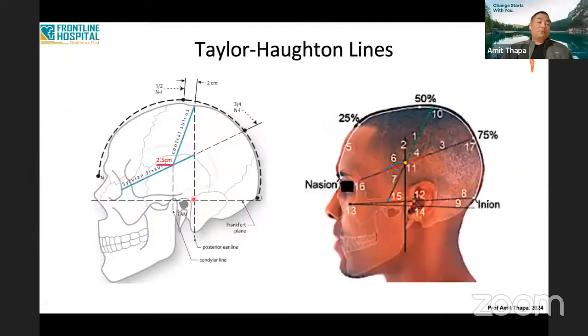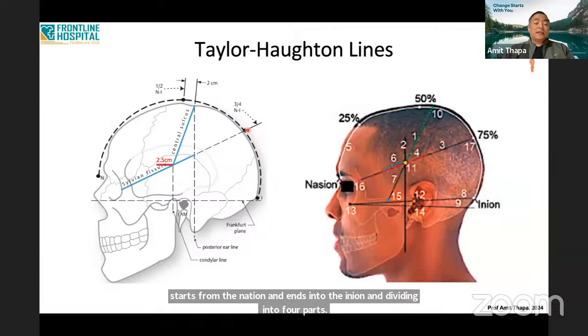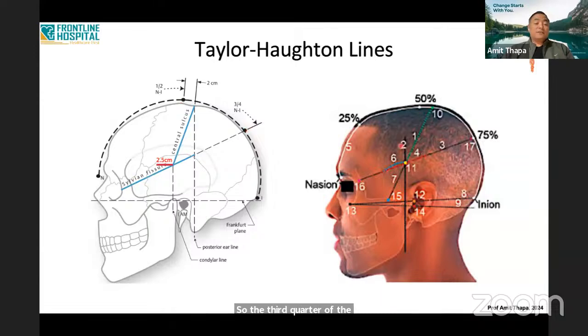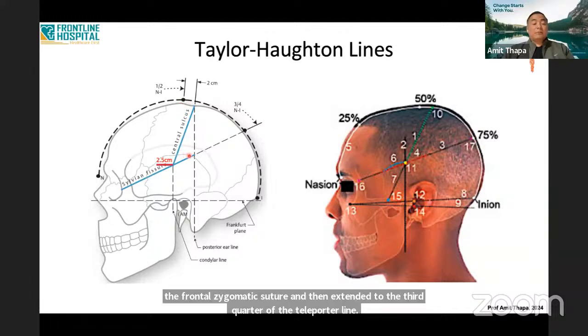Now, when we talk of craniometric points, it is important to define three different parameters. One is a circular line, which starts from the nasion and ends at the inion and is divided into four parts. So the third quarter of that line gives you an idea of the Sylvian fissure, when we start from the frontozygomatic suture and then extend to the third quarter of the Taylor-Haughton line. So the first two-thirds of that line can actually tell you about the Sylvian fissure.